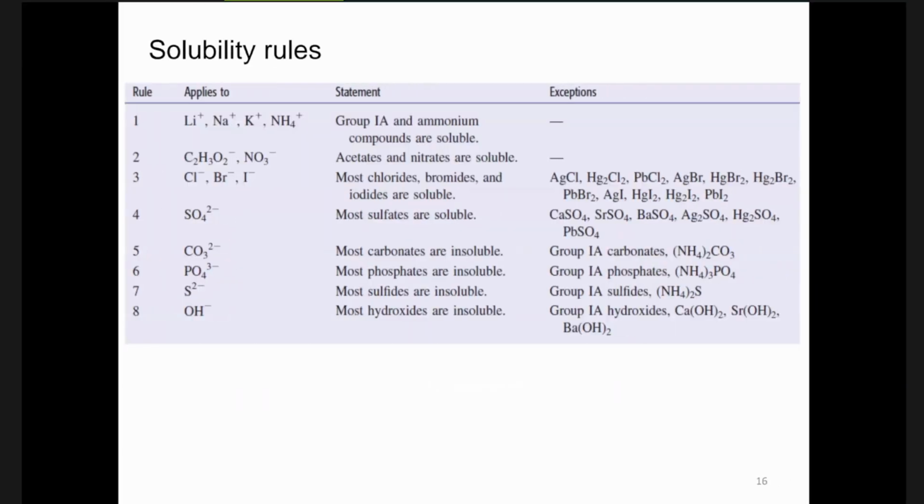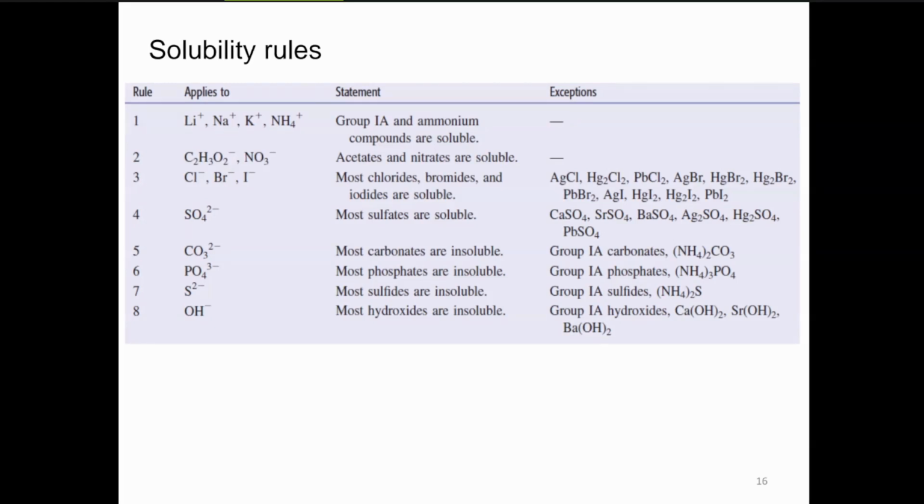So here you have the solubility rules. Let's say for the hydroxides, most hydroxides are insoluble, except the group 1A ones, calcium hydroxide, and barium hydroxide. So in the previous equation, we have magnesium hydroxide. So it's insoluble, and you have the magnesium hydroxide as the precipitate.